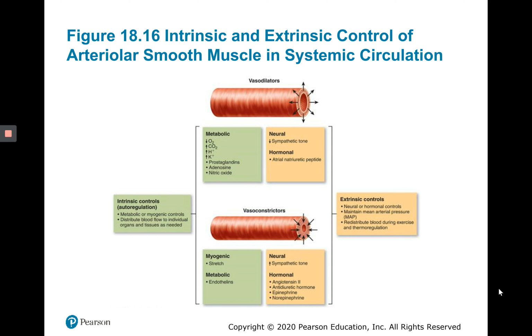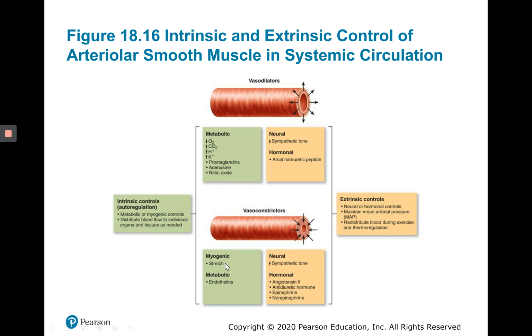So again, the metabolic controls are just saying that when we can tell a tissue doesn't have oxygen because waste products like CO2, hydrogen ions, and potassium are building up, that also includes prostaglandins, adenosine, even nitric oxide, metabolites that are saying, hey, this tissue is performing metabolism and these are waste products, or these are things produced by metabolism and they're definitely running out of oxygen, then the metabolic mechanism of autoregulation will cause vasodilation or lead to nitric oxide release. We move down here, something that causes vasoconstriction metabolically is the release of endothelin.